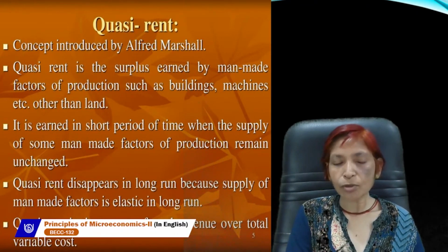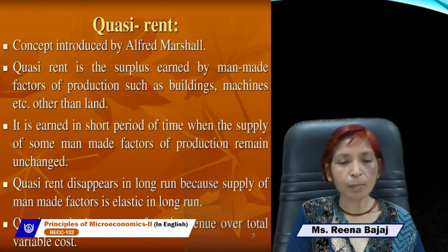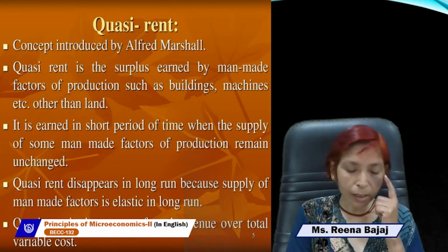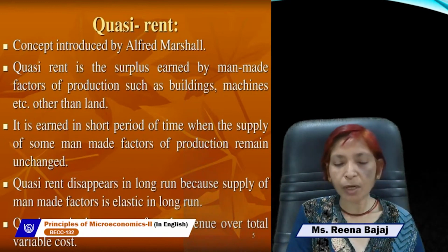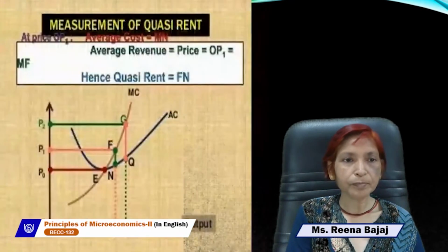In the long period, as you know, all the factors of production are variable. We can increase the supply of any commodity according to the demand, so the quasi-rent concept will disappear in the long run. Quasi-rent is the excess of total revenue over total variable cost. When total revenue is more than TVC, or total variable cost, then quasi-rent will arise.